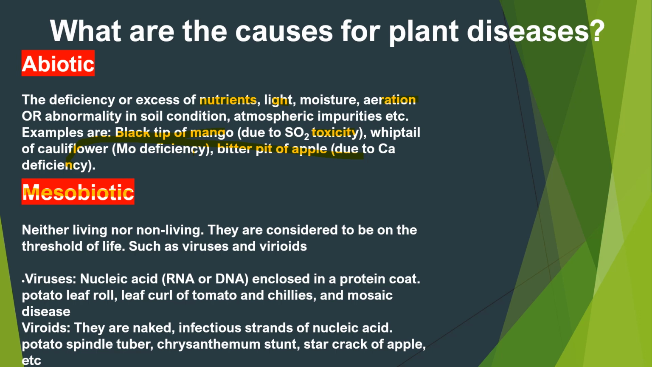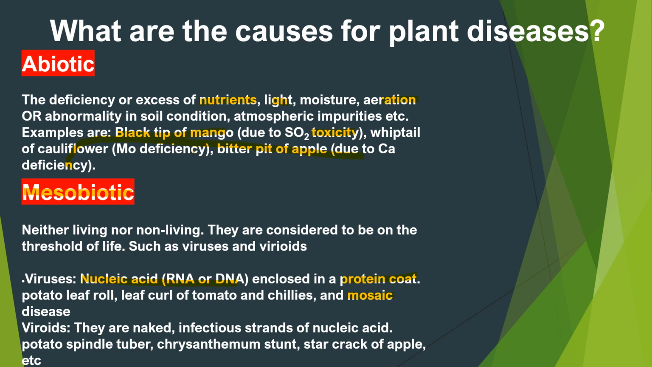Now, we can use the term mesobiotic for two types of such particles: the true viruses, which have nucleic acid inside, RNA or DNA, enclosed by a coat protein. Examples are the potato leaf roll and leaf curl viruses. Leaf curl viruses mainly affect tomatoes, chilies and other vegetables, and many other viruses cause mosaic disease, like yellow mosaic disease.